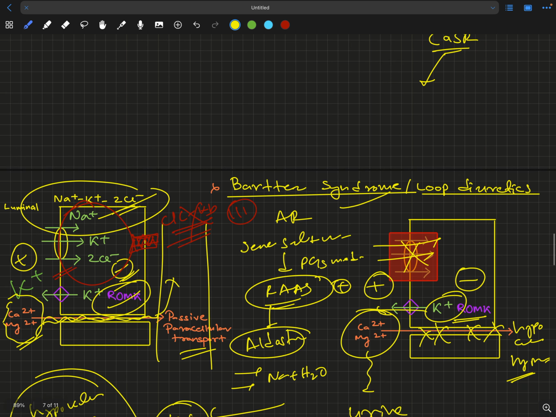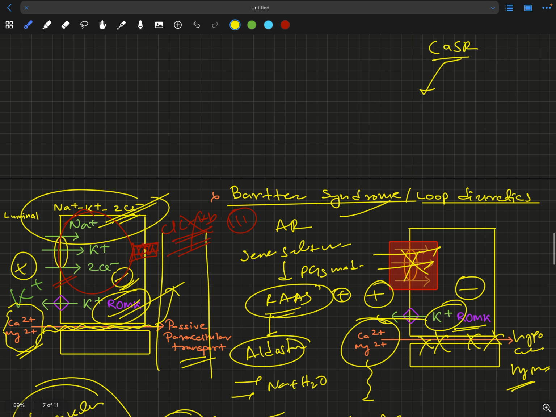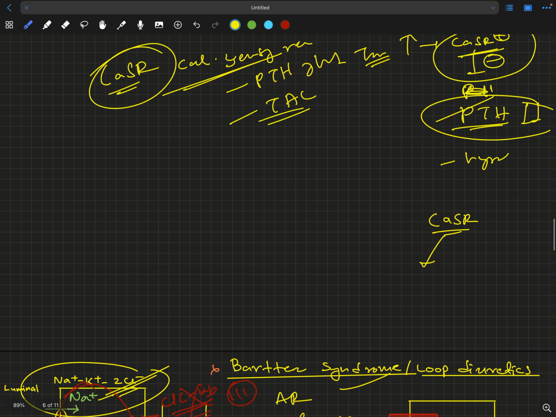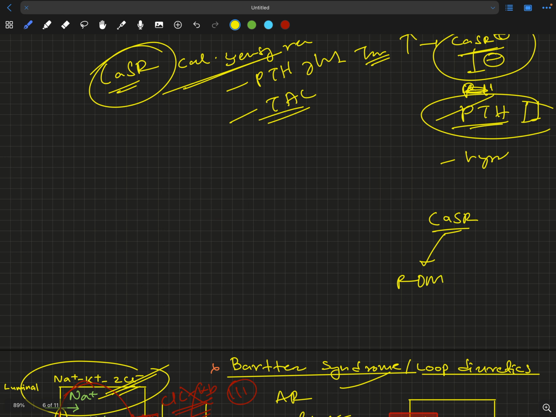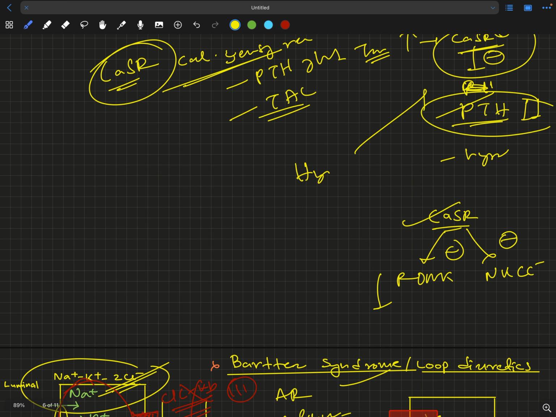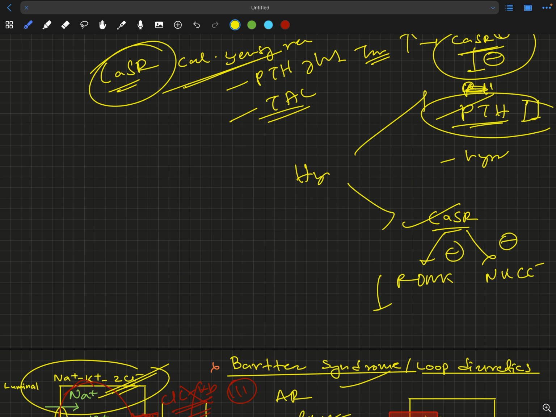loop of Henle there will be absorption of calcium and magnesium via this sodium potassium 2 chloride and ROMK. They act together to absorb calcium and magnesium into the cell. Now this CaSR also inhibits the ROMK channel, and it also inhibits the sodium potassium 2 chloride channel. Okay, CaSR inhibits both these channels. That will lead to increased calcium loss in urine, leading to hypercalciuria and hypocalcemia. So when there is hypercalcemia, or increased calcium in the blood, this CaSR decreases PTH secretion, and that will lead to decreased blood calcium level, and it increases the excretion of calcium in urine. So this is the function of CaSR.